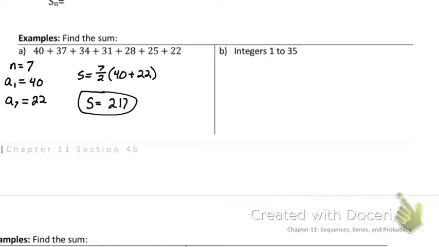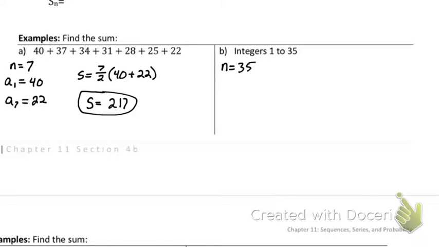All right, we got 1 through 35. Now, n. We got to be careful with n sometimes, because if this is 2 through 35, we would have a different answer. What I'm thinking about in integers is, if I just give you a 1, you have one term. If I give you 2, you have 1, 2, you have 2 terms. 3 is 1, 2, 3 terms. 4 is 1, 2, 3, 4 terms. So 35 must be 35 terms. So our n would be 35.